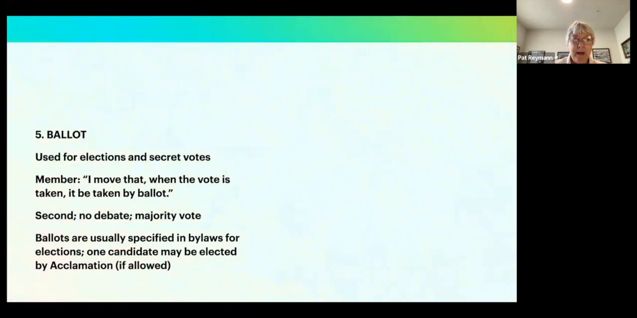Now, as I said before, ballots are usually specified in the bylaws for elections. However, Roberts encourages you to have in there that if there is only one candidate for an office, that person be declared elected by acclamation. So you don't have to go through the ballot process. Again, it depends on the wording in your bylaws, just like almost everything else. But it's a good idea to have a person elected by acclamation. It saves you time. You know what the outcome is going to be anyway, and so you might as well.